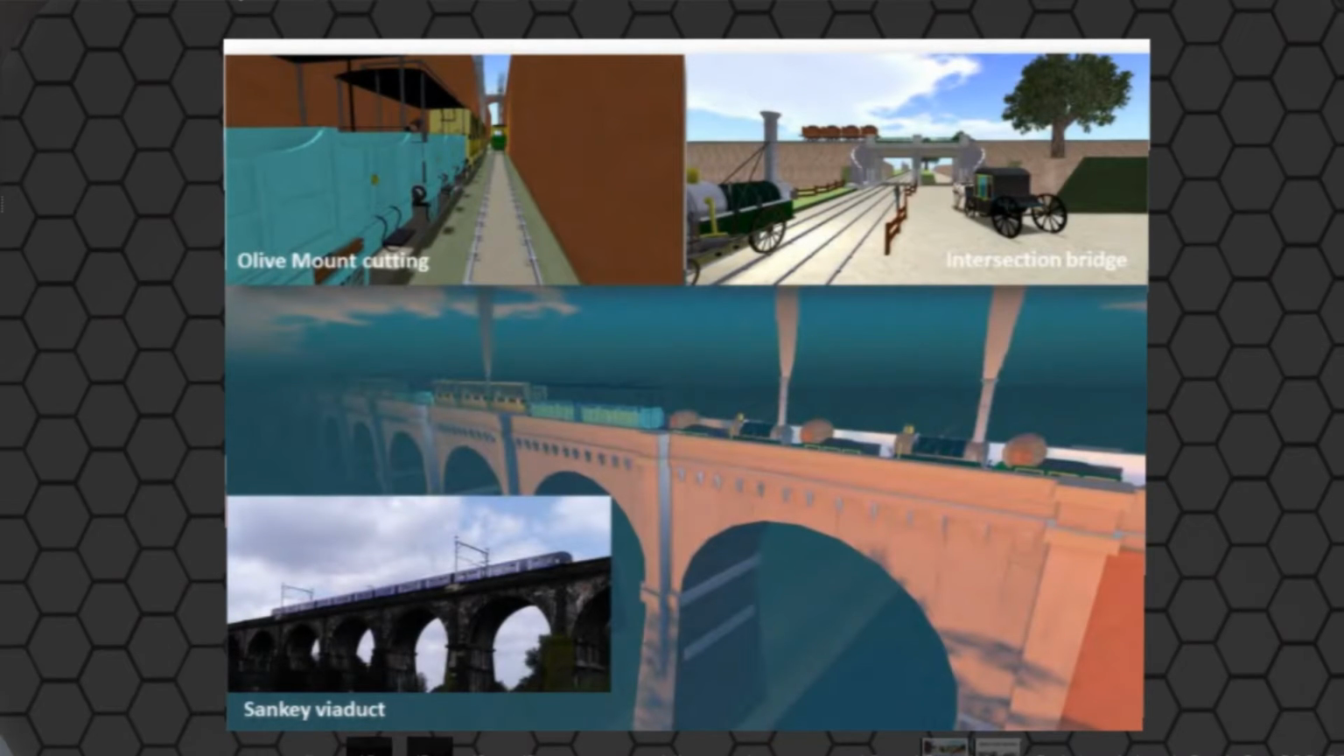So here we have some of the intermediate stages of the journey: the passage through this very narrow cutting called Olive Mount. After that, an intersection bridge with another railway, and then also the so-called Sankey Viaduct, which was built not only to maintain a level across the valley, but also to allow the shipping to pass on the canal and the river below.